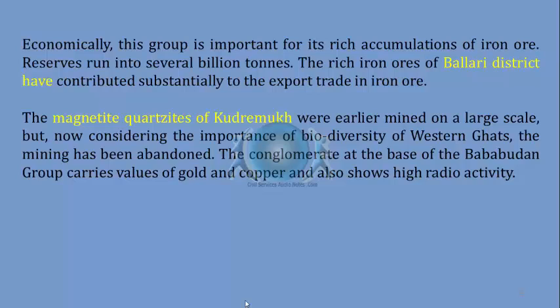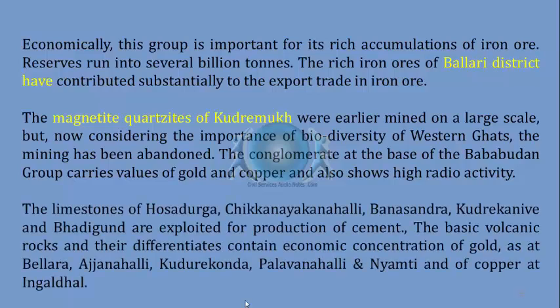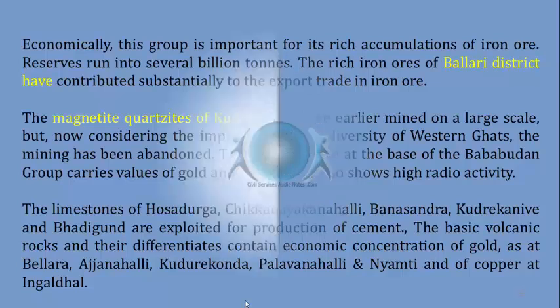The conglomerate at the base of the Bababudan group carries values of gold and copper and also shows high radioactivity. The limestones of Hosadurga, Chikkanayakkanahalli, Banasandra, Kudre Kanive and Bhadigund are exploited for the production of cement. The basic volcanic rocks and the differentiates contain economic concentration of gold as at Bellara, Ajjanahalli, Kudirekonda, Palavanahalli and Nyamti, and of copper at Ingaldhal.